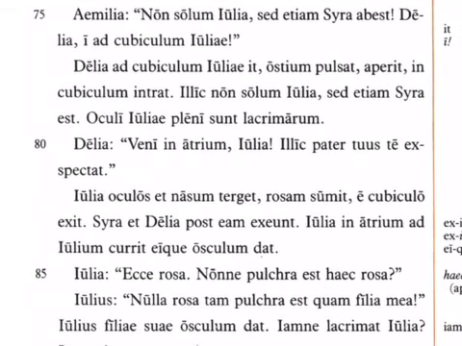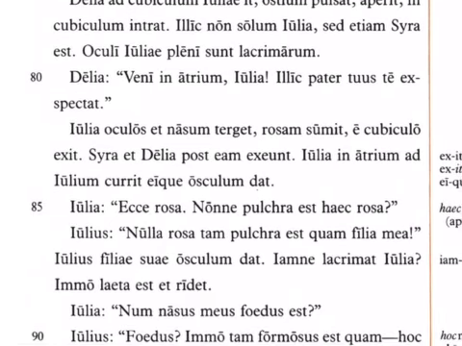Illic non solum Julia, sed etiam Syra est. There not only Julia, but also Syra is. Okay, there is not only Julia, but also Syra, we might say. Oculi Juliae pleni sunt lacrimarum. The eyes of Julia, Julia's eyes, are full of tears. Lacrimarum, notice the arum ending, that's a genitive plural feminine.